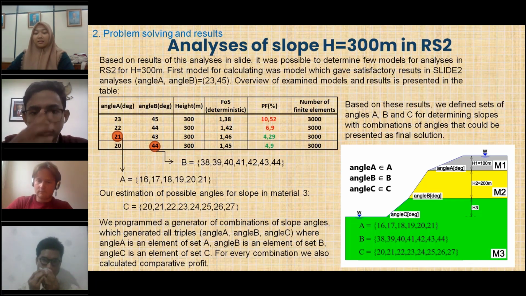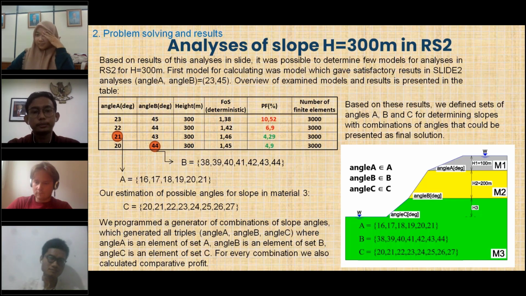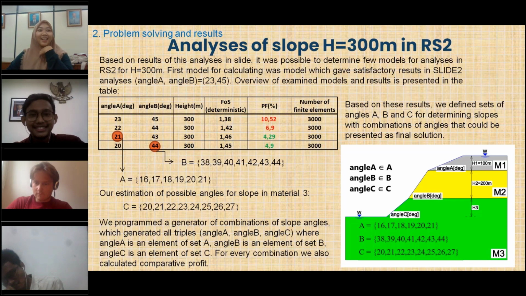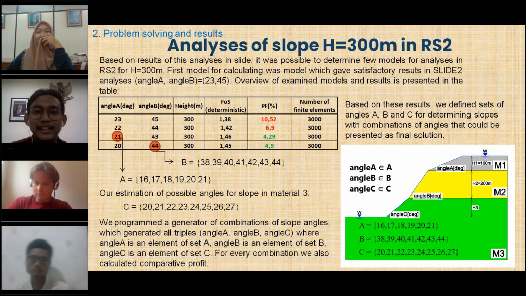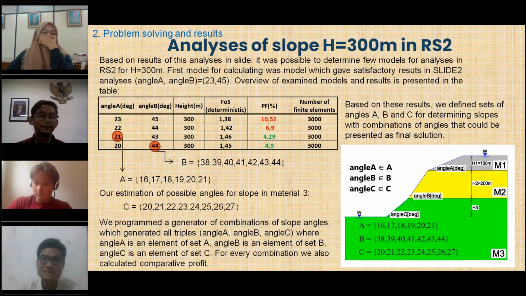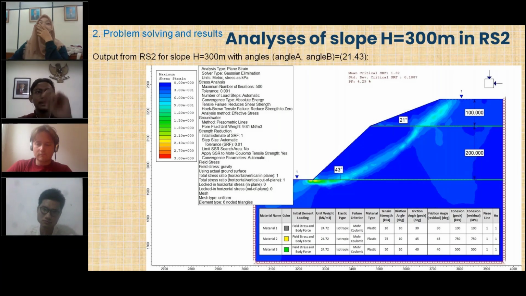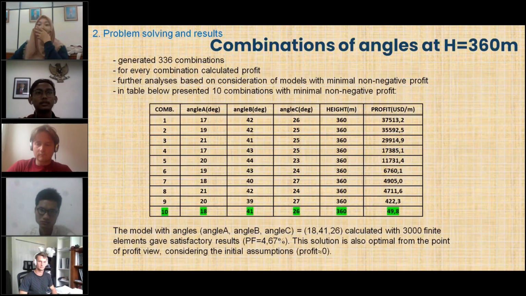We programmed a generator of combinations and got all combinations of angles as triples, angle A, angle B, angle C, where angle A is an element of set A, angle B an element of set B, and angle C an element of set C. For every combination, we also calculated profit. Here you can see the output from the RS2 program for a model with a depth of 300 meters and with slope angles 21 and 43 degrees. In this table are presented 10 combinations with minimal non-negative profit.